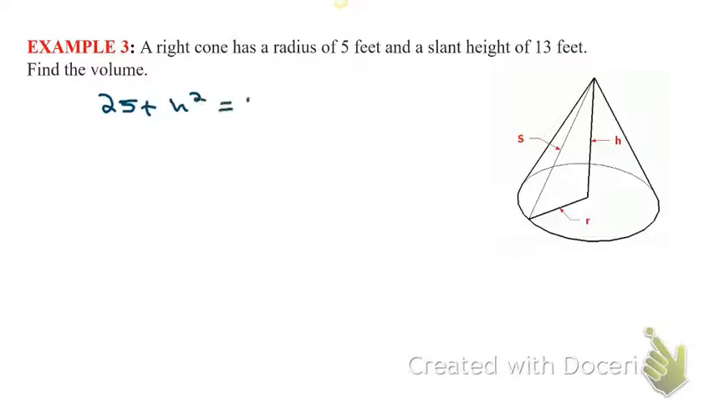R squared is 25. The height squared we don't know, but that will be equal to the slant height squared, which is 169. So subtracting 25 from 169, we get that our height squared will be 144, which means our height is 12. Now that you have both the radius and the height, take a few seconds, figure out the volume.